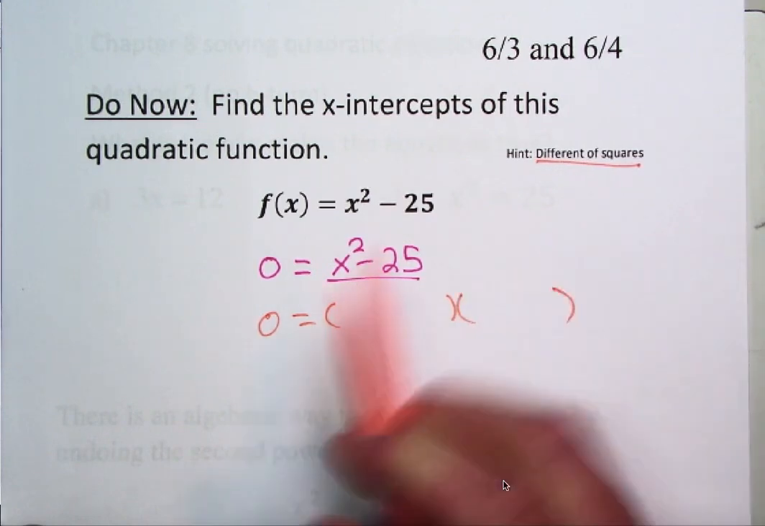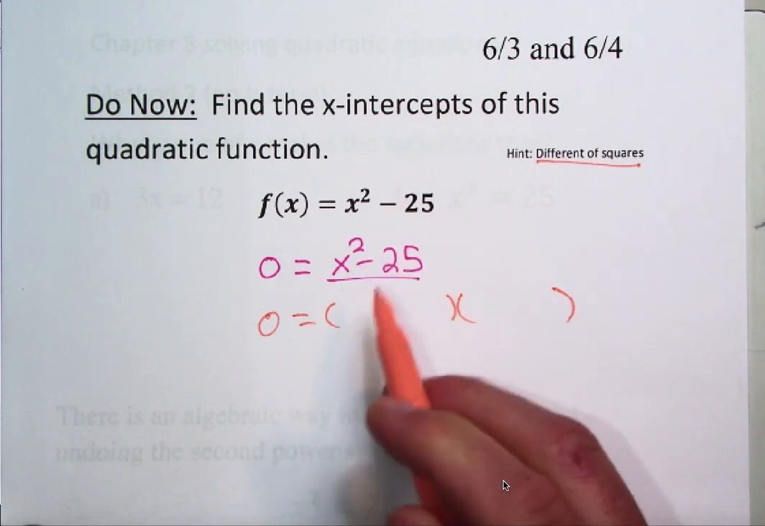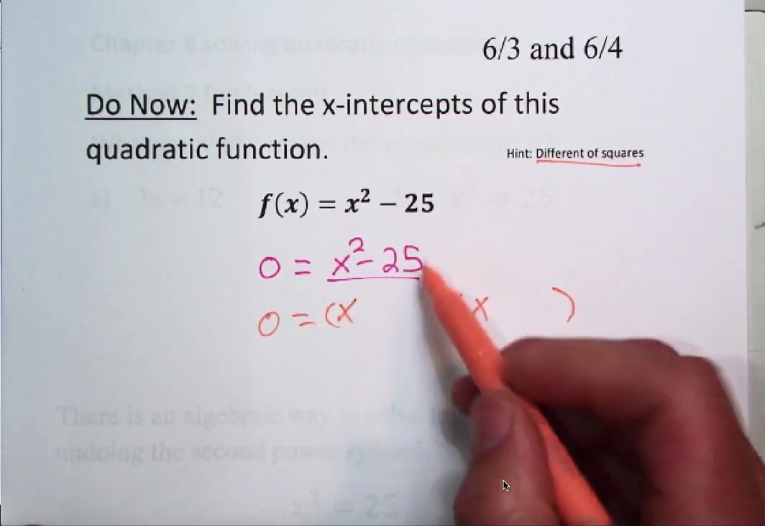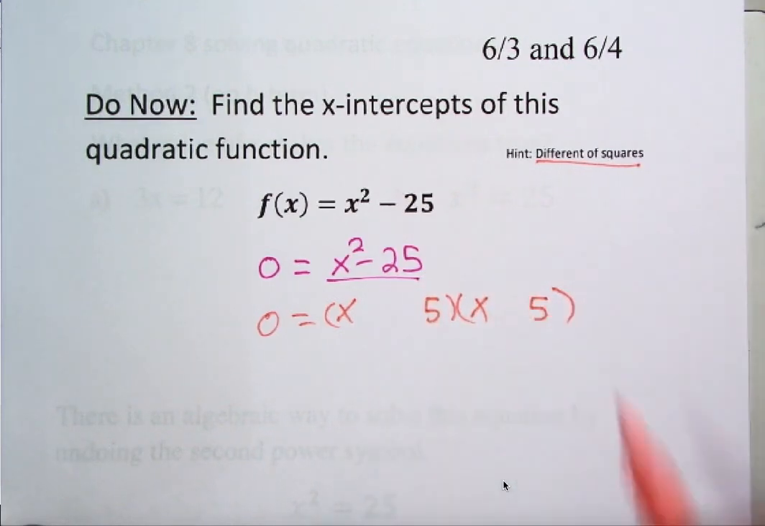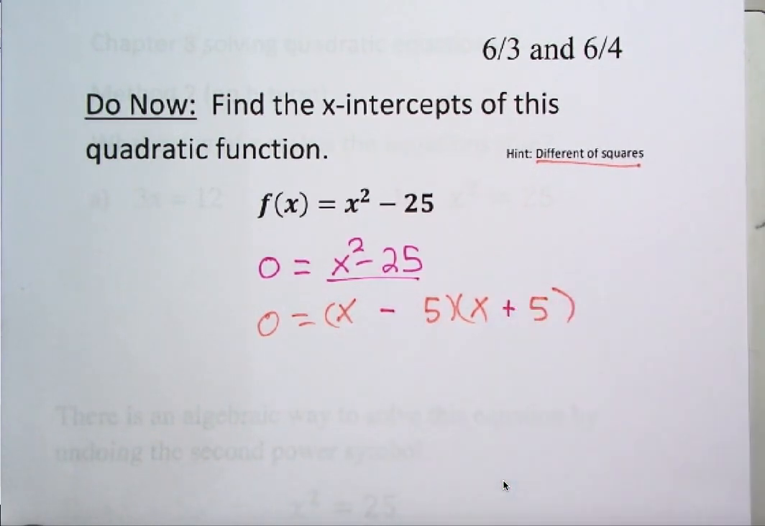So we know it's a difference of squares because x squared's a perfect square and 25 is a perfect square, and we have subtraction. So, what times what is x squared? Well, x times x. What same number times itself equals 25? 5 and 5. And with difference of squares, we get 1 minus and 1 plus sign.